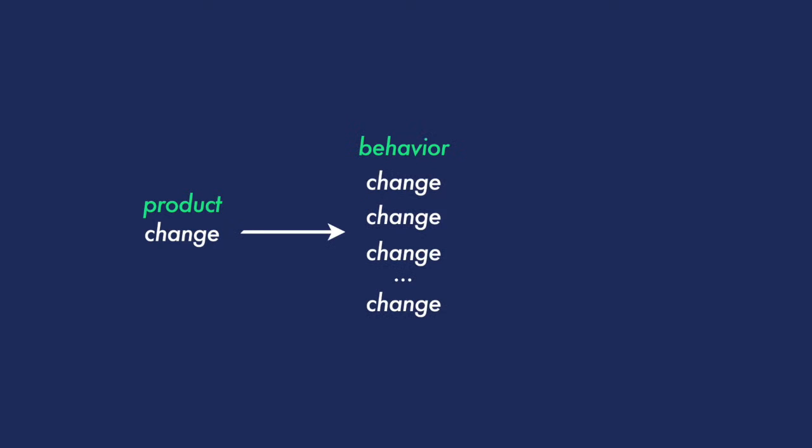So it becomes like this. We have the product change. And such change will lead to many changes in user behaviors, all kinds of behaviors. And it's the user behavior changes that actually lead to the effect in the test group. So that's the effect we can observe.